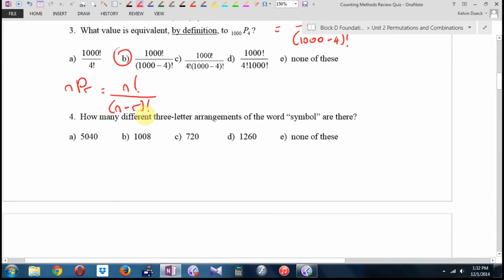How many 3-letter arrangements of the word symbol are there? I'm going to use the shortcut, 6P3. Or you could also draw 3 blanks and say 6 letters, then 5 letters, then 4 letters. Actually, I can do that one in my head. 120, none of these. Is it E, none of these?